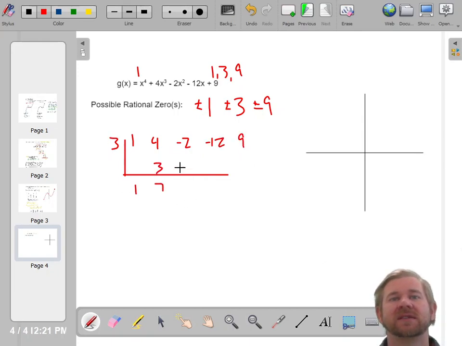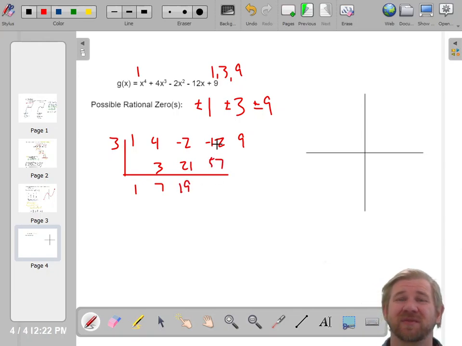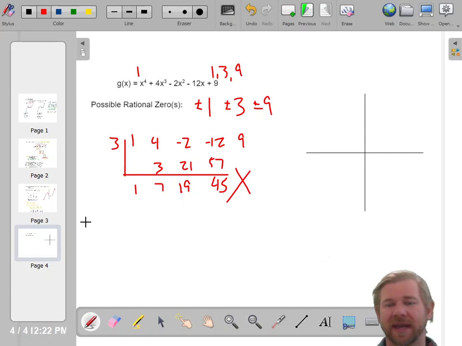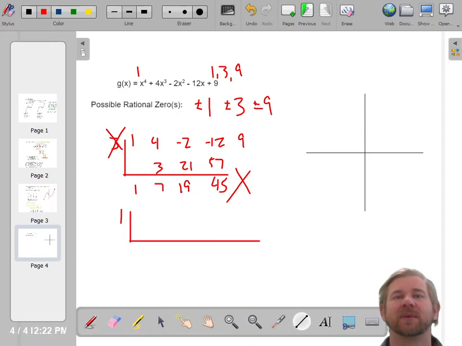1, 3, 7, 21, 19. 19 times 3 is 57. This is getting worse before it gets better. 57. That's 45. That's not 0. I'm done. It didn't work. Okay, I just want you to see sometimes you try something, it didn't work. 3 is not a 0. Let's go back to maybe try positive 1, because usually we can get lucky with 1.